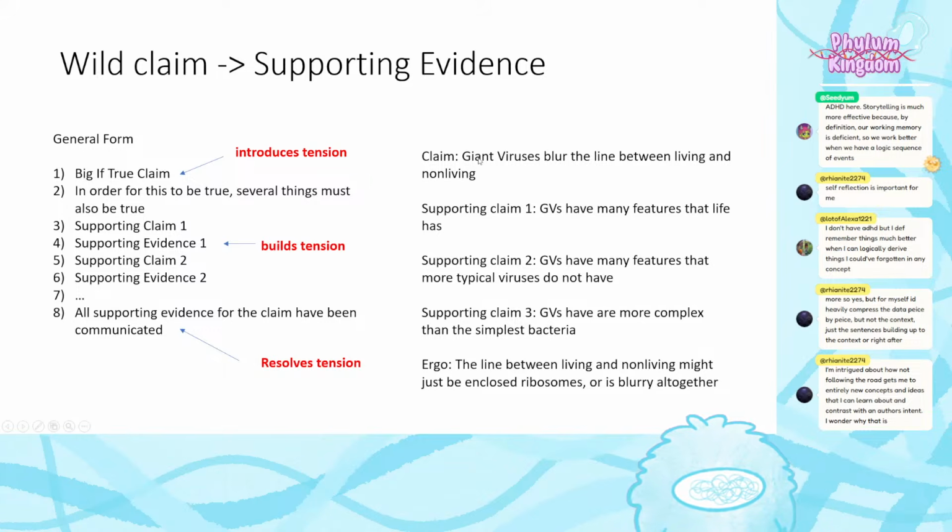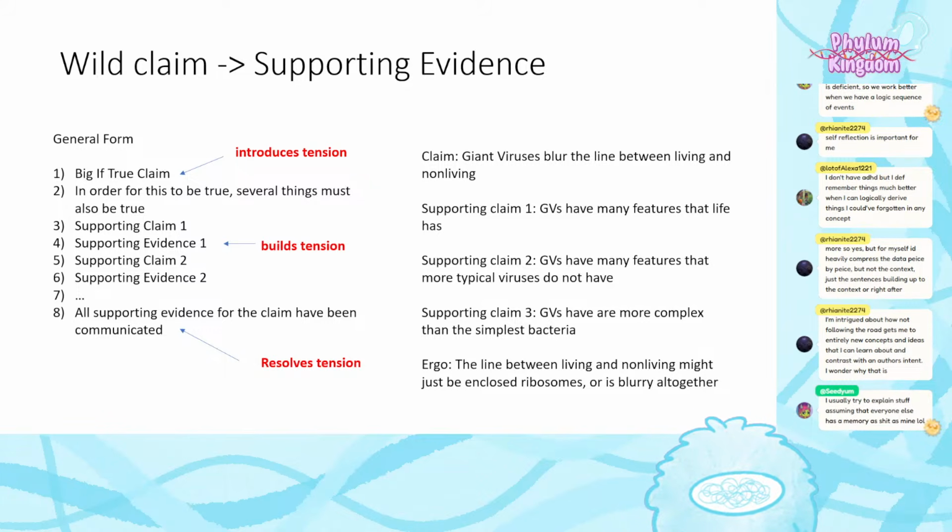Here's a claim. Giant viruses blur the line between living and non-living. That's a big claim. The first supporting claim is that giant viruses have many features that life has. Claim 2, giant viruses have many features that more typical viruses do not have, so they're different than regular viruses. And supporting claim 3, giant viruses are more complex than the simplest bacteria. They're bigger, more DNA, etc. Ergo, the line between living and non-living might just be encoded ribosomes.